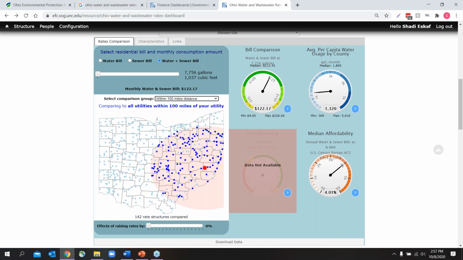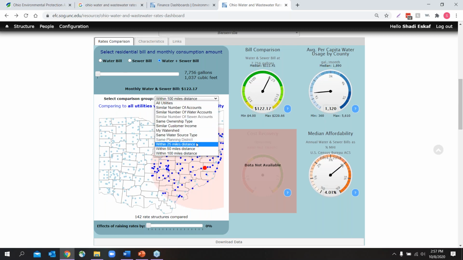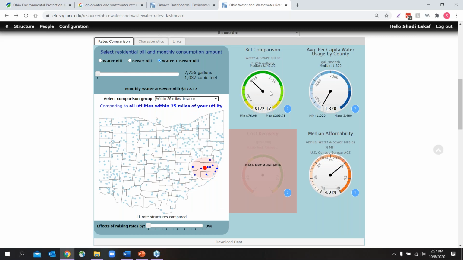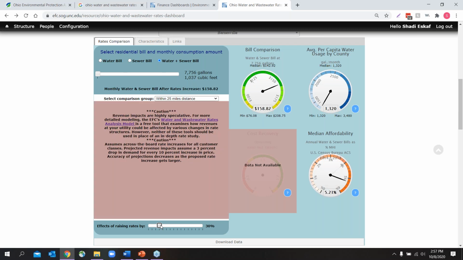So neighboring towns. And we will only show you these dials if you have at least 10 rate structures to be compared to. If it's less than 10, usually we gray out the dials. The last thing is you can raise your rates and see what that does to both your bill comparison as well as your median affordability.